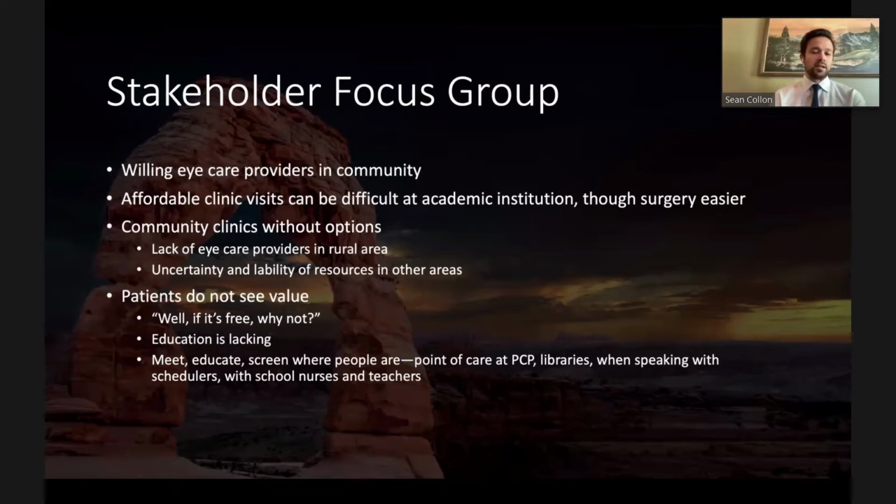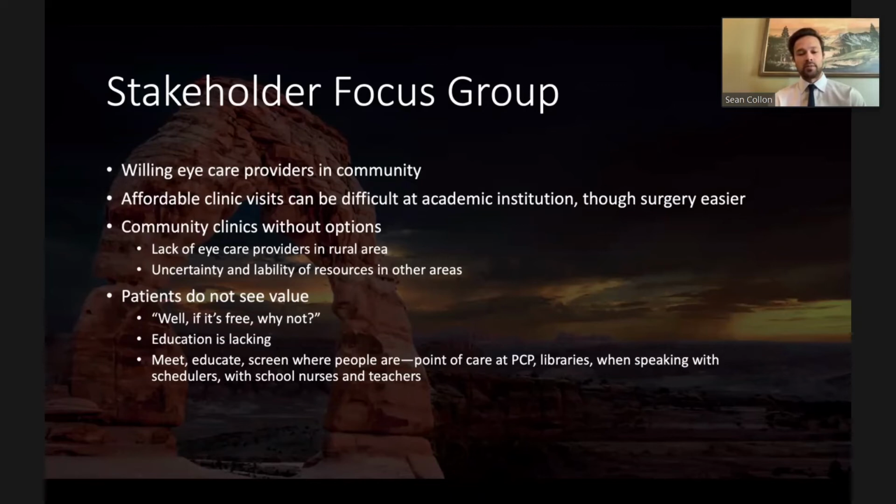So patient education is lacking, and a lot of folks mentioned ways that we could meet people where they are, educate them, and screen where patients are. So point of care screening at primary care appointments, educational material at libraries, educating our own schedulers and receptionists to be able to give patients options when the question of how much an appointment will cost comes up. And then educating school nurses and teachers to make sure the kids are getting plugged into the resources that are available.